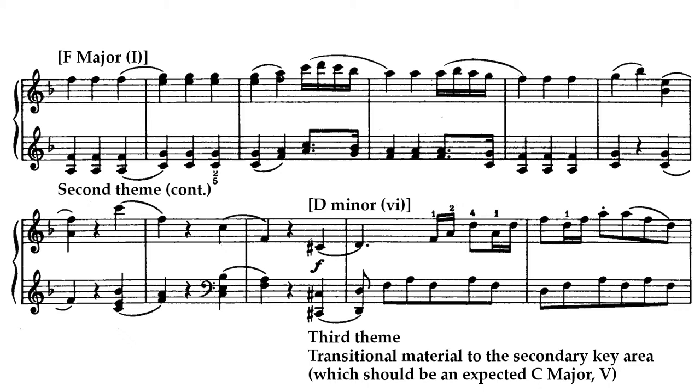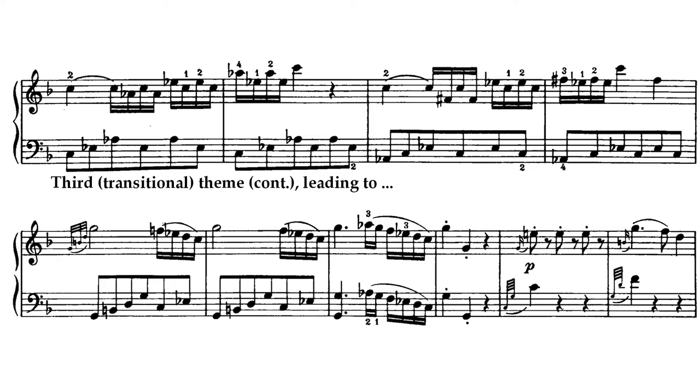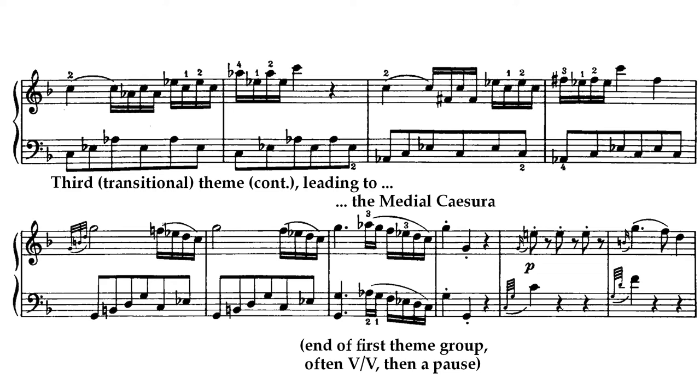Second, usually there's a modulatory bridge, either varying the first theme or introducing new material. Ending on a cadence, and then usually at least a short pause, called the medial caesura, so that the third section, the introduction of material in our secondary key, can sound like a fresh start.